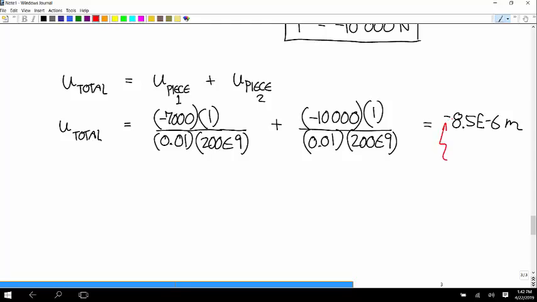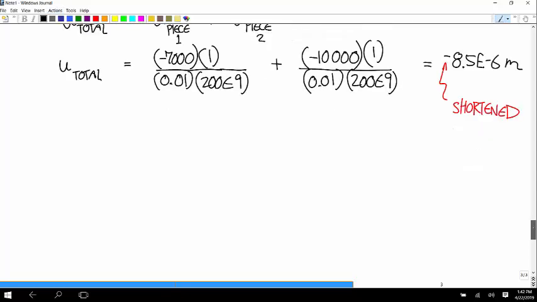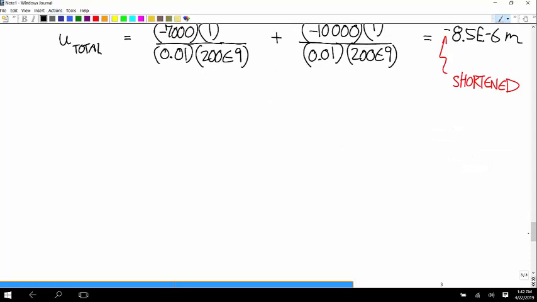Okay, notice before we go on that that negative sign says that the beam. Oh, that's actually the next example I have here. Okay, so the next example.